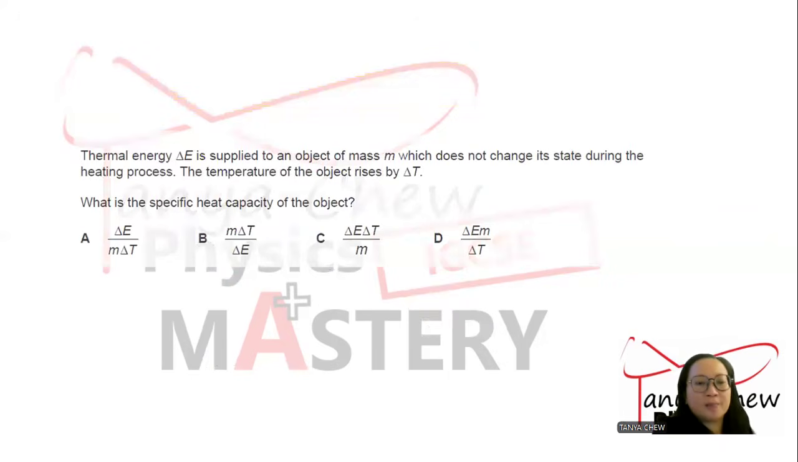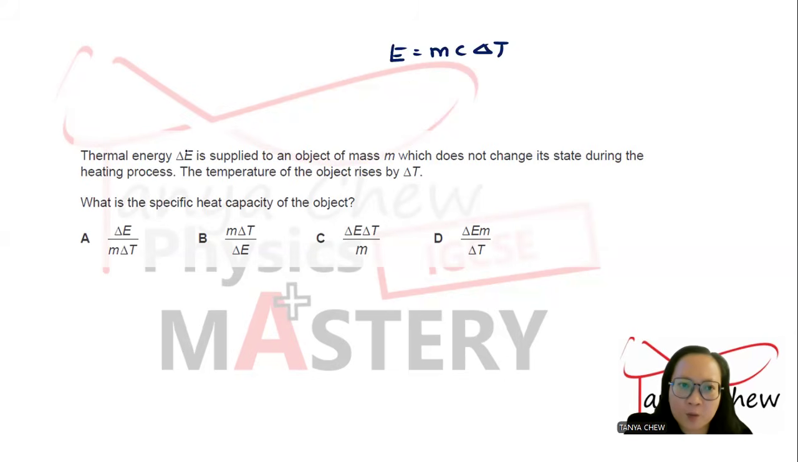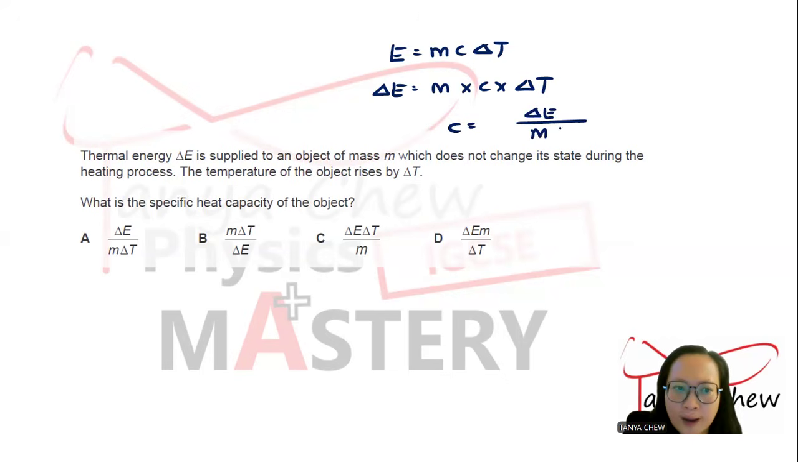Now, let us look at this question. Thermal energy delta E is supplied to an object of mass m, which does not change its state during the heating process. The temperature of the object rises by delta T. What is the specific heat capacity of the object? Right, just write down, when you see the words specific heat capacity, E equals m c delta T. In this case, sub in whatever is given: delta E is equal to mass times specific heat capacity times delta T. So the specific heat capacity would be delta E over m times delta T. So A is the answer.